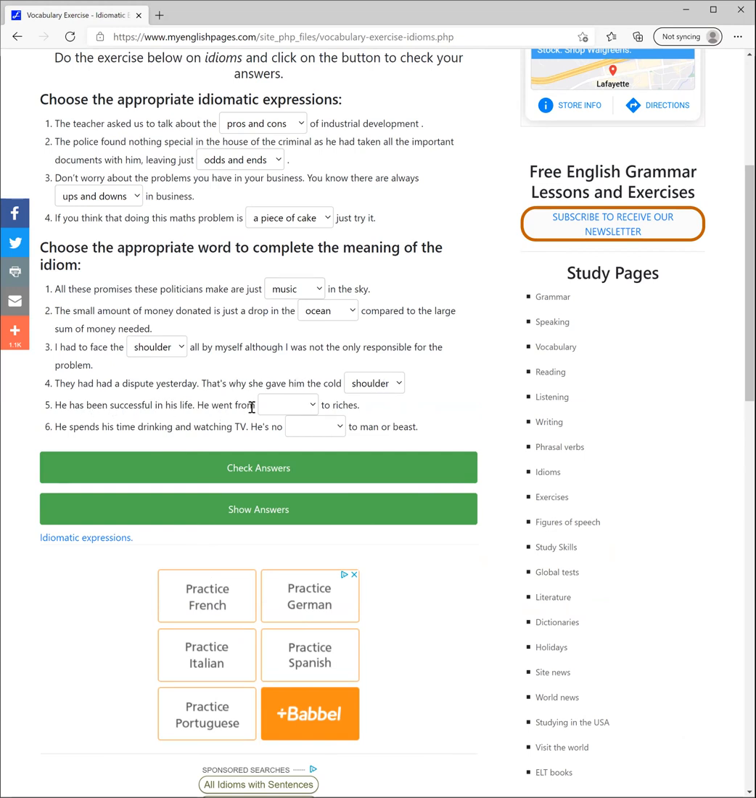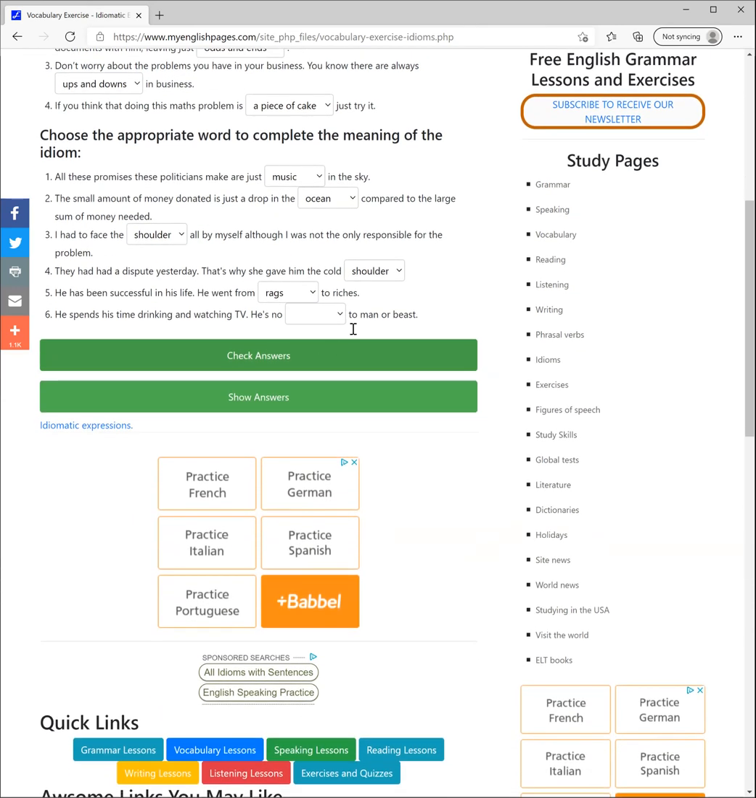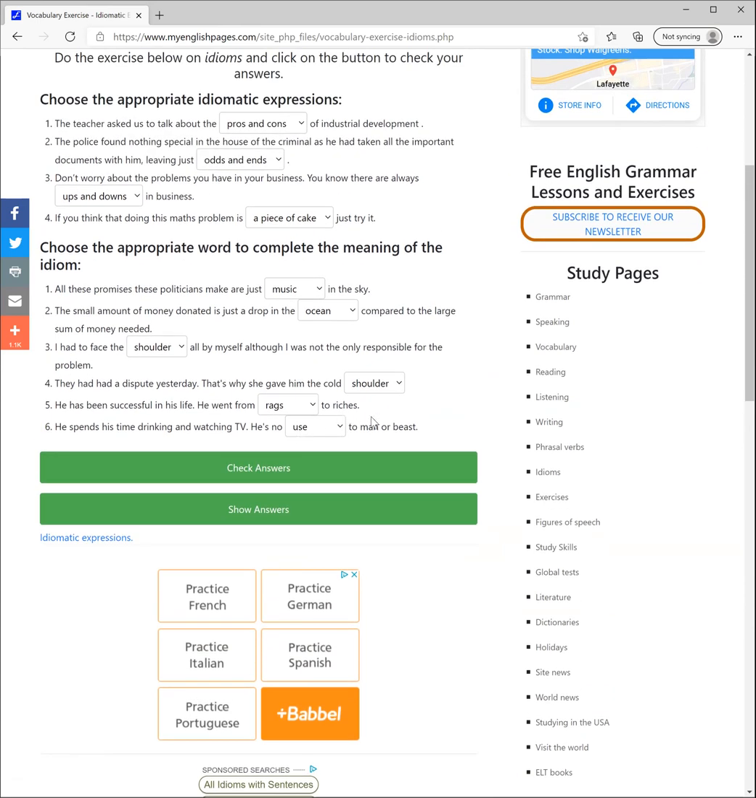He has been successful in life. He went from rags to riches. Rags is like, I don't know, kind of like means like poor, I guess. He spends his time drinking and watching. He's no use to man or beast. That means he's not useful.